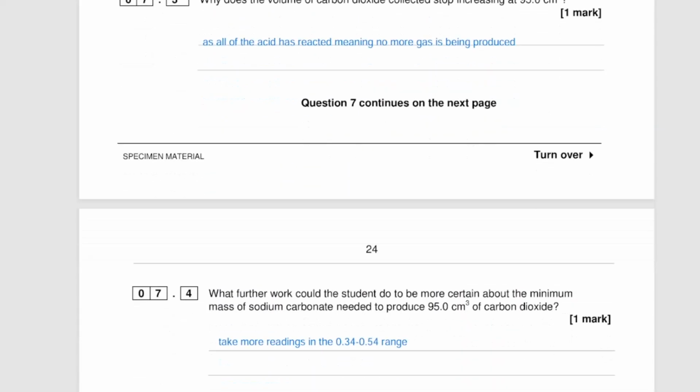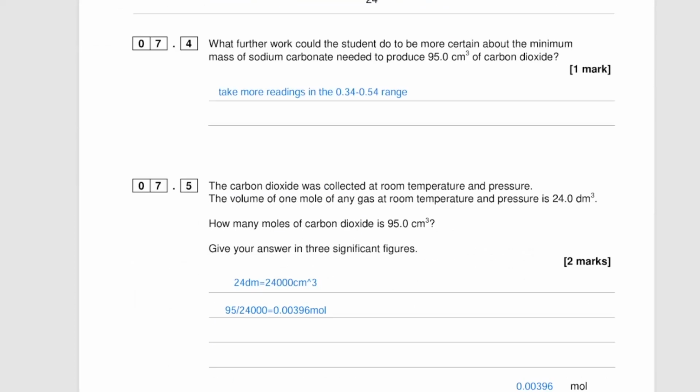And then we're meant to ask what further work could the student do to be more certain about the minimum mass of sodium carbonate needed to produce 95 centimeters cubed of carbon dioxide. And this would be to take more readings in the 0.34 to 0.54 range. Then for 7.5, we're asked how many moles of carbon dioxide is in 95 centimeters cubed, and that 1 mole of gas in room temperature and pressure is 24 decimeters cubed.